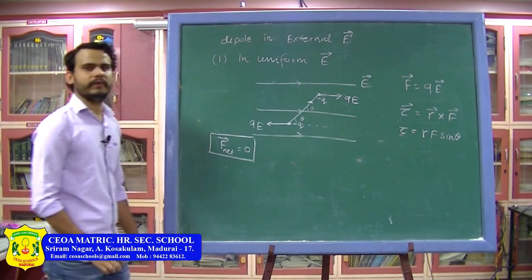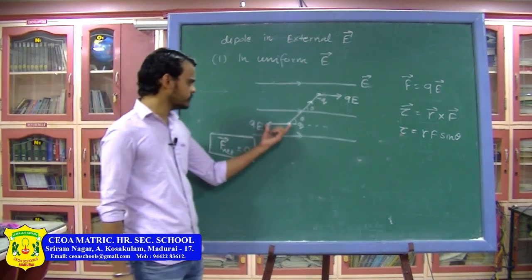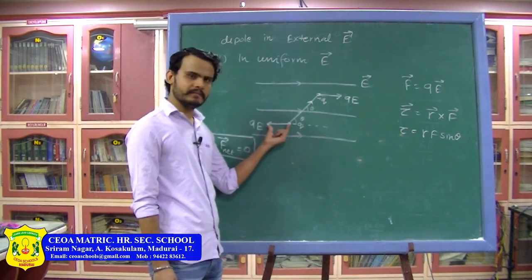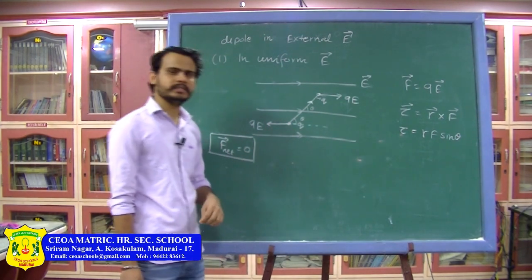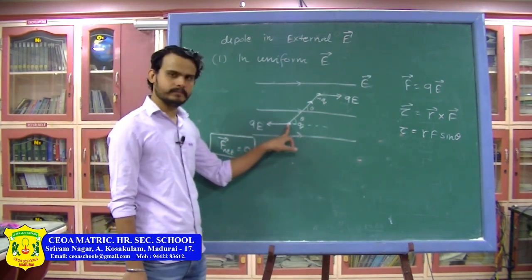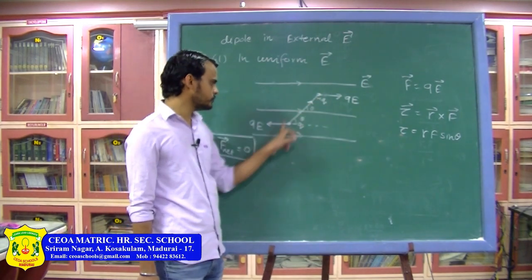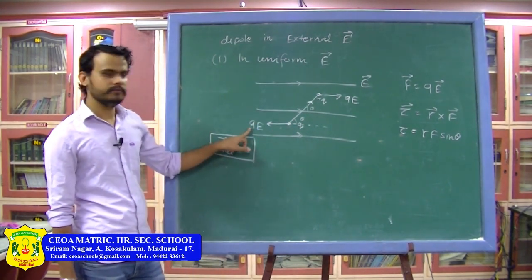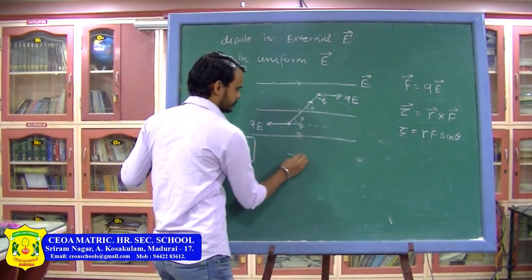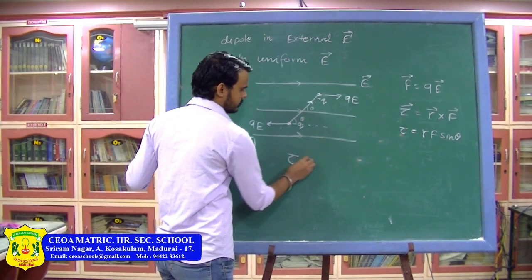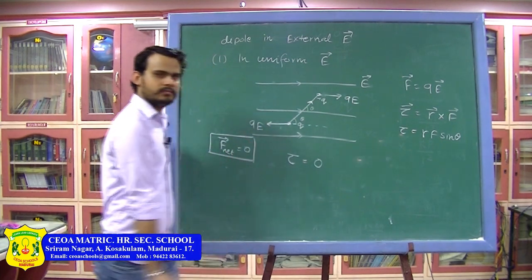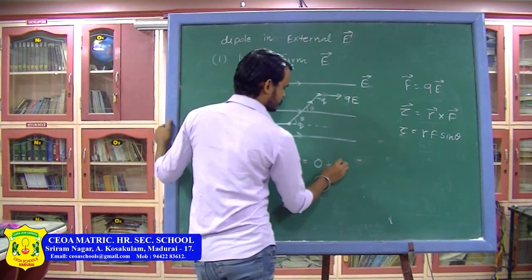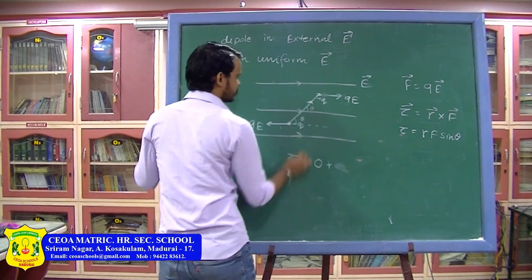Now if I want to find the torque, I have to find the torque due to this force and the torque due to this force. The torque due to this force will be 0, as we know that this force is passing through this point. So I am finding the torque of these two forces about this point. About this point, the torque of this force will be 0. So the net torque: due to this force it will be 0. Due to this one I can write r, which is the distance.